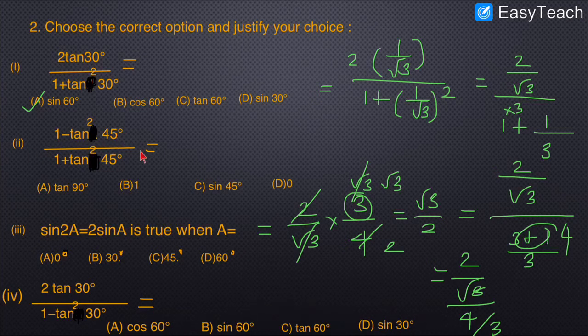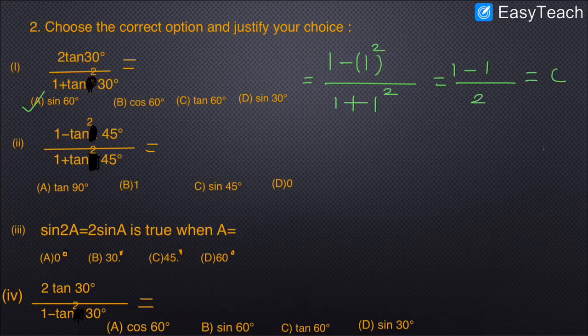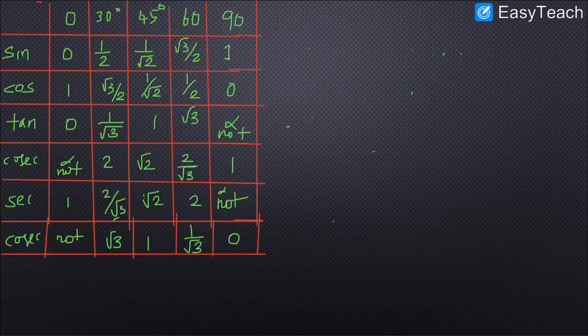1 minus tan square 45 by 1 plus tan square 45. So it's the same as the previous one, so you can solve along with me. Let me write 1 minus tan square. Tan 45 is 1, so 1 square, divide by 1 plus tan square 45, again 1 square. So here 1 minus 1 is 0, 1 plus 1 is 2, so it's 0.